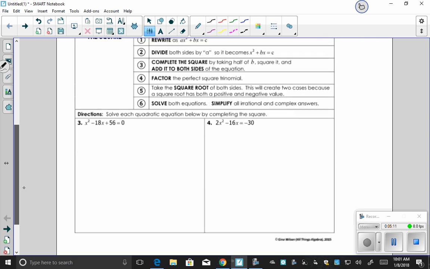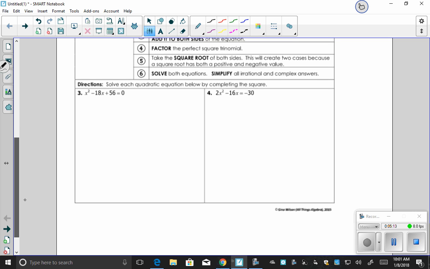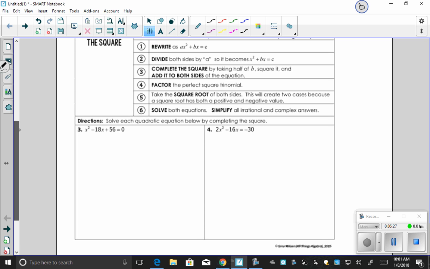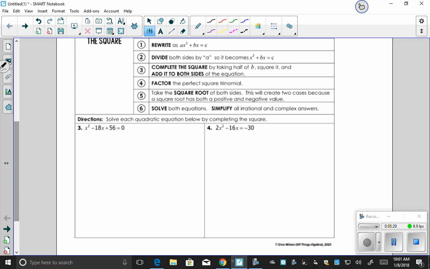Take the square root of both sides. Thus, this will create two cases because a square root has both a positive and negative value. Solve both equations, simplify. That seems like a lot of steps, so we're going to break it down one by one. So the first step is to rewrite it as ax squared plus bx equals c.